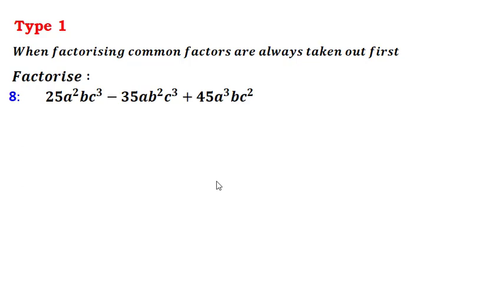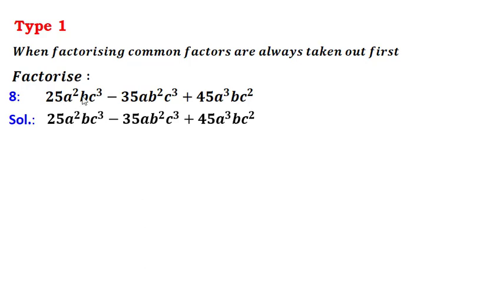25a square b c cube minus 35a b square c cube plus 45a cube b c square. Now from these 3 terms, if I check the numbers 25, 35 and 45, so 5 is common. Now from a square, a and a cube, a is common. From b, b square and b, b is common. And from c cube and c square, c square is common. So I will take 5a b c square common.